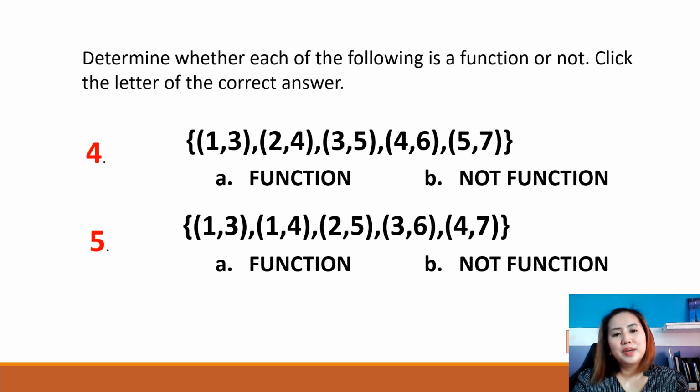Moving on, we also have here (1, 3), (1, 4), (2, 5), (3, 6), and (4, 7). Look at the first element of each ordered pair. If there is a number being repeated, therefore it is not a function. But if every element is unique, therefore it is a function. So in number 5, if your answer is not function, you are correct.